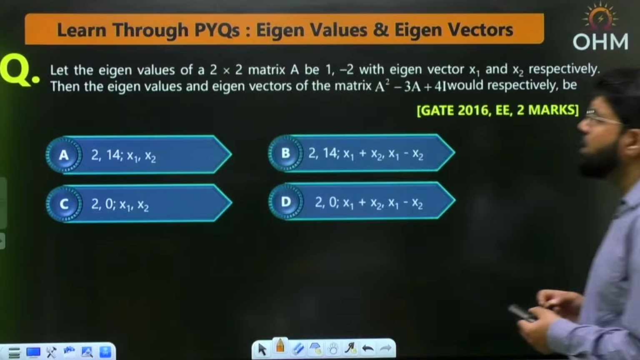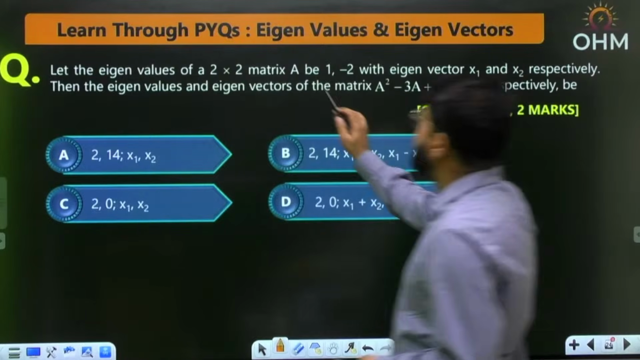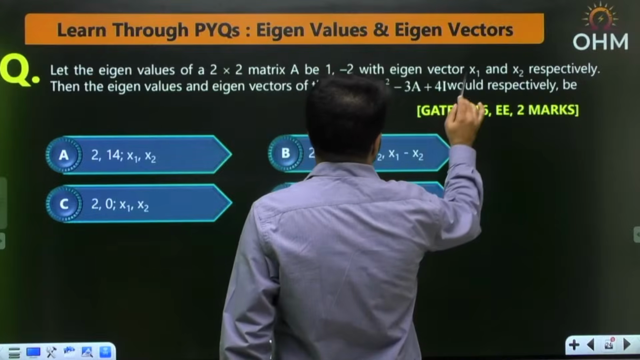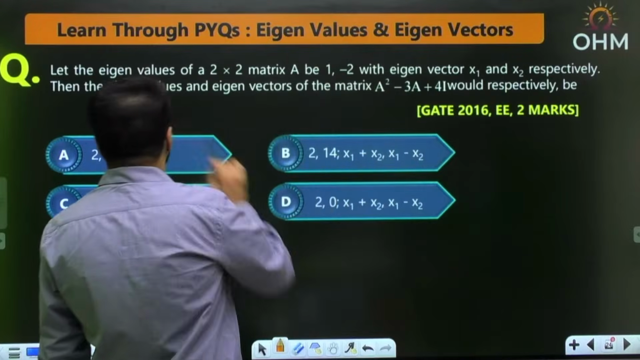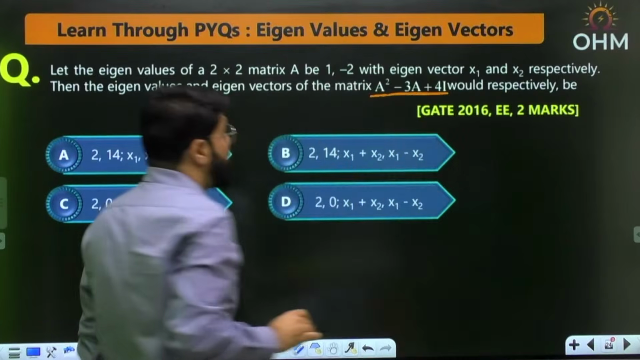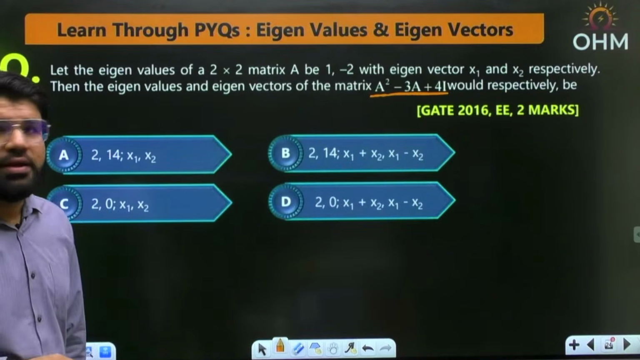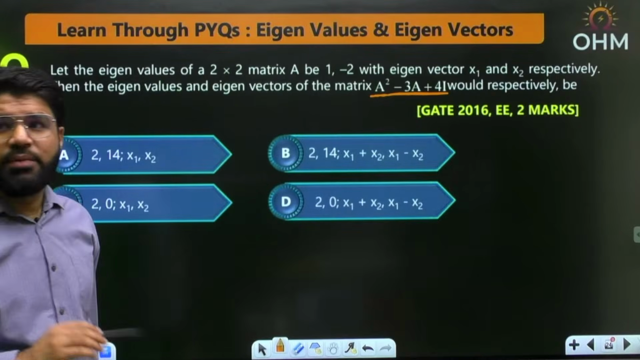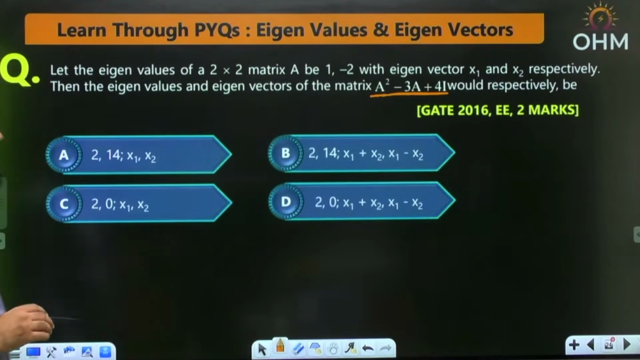Sorry, coming back here. The eigenvalues of a 2 cross 2 matrix are 1 and -2 with the eigenvectors x1 and x2. Then the eigenvalues and eigenvectors of the matrix which is a function of A, A square minus 3A plus 4I, will be how much? What will be the eigenvalue? What will be the eigenvector?